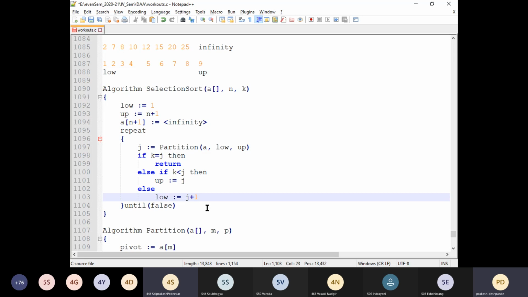When the condition is false. Now we have purposely put the condition as false, which means the repeat until will keep on executing. How long will it execute? Until it encounters this particular statement becoming true. Until and unless this k becomes j, at that time we are just returning, which means we have found the solution at that particular position.